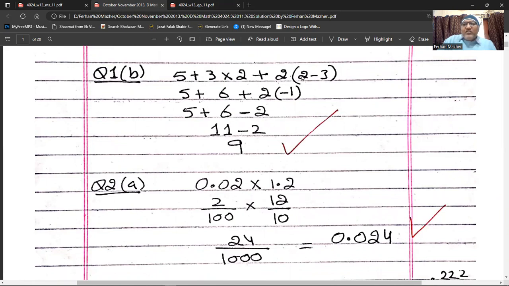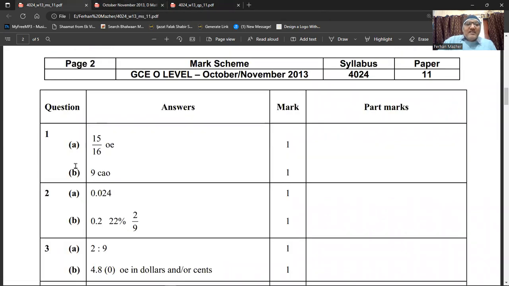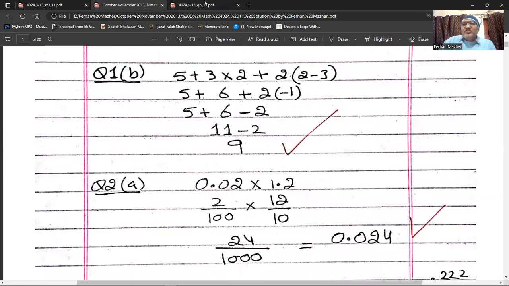So it will be 5 plus 3 multiplied by 2, which is 6, plus 2. Inside the bracket, 2 minus 3 is minus 1, so this is 2 into minus 1, which becomes minus 2. 5 plus 6 is 11, and 11 minus 2 is 9. So 9 is the right answer. This is the solution.